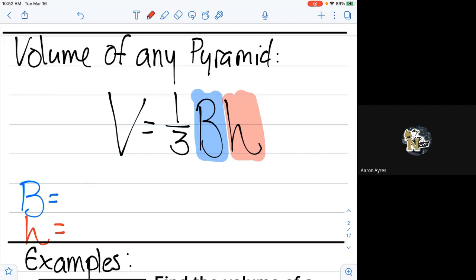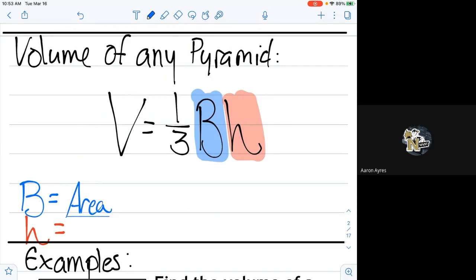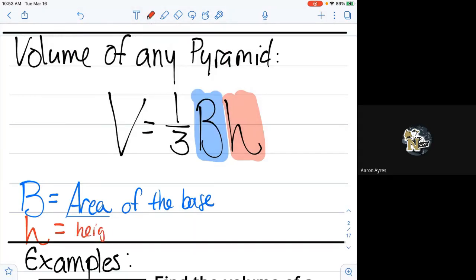So I'm telling you that the volume of a pyramid is 1/3 times the area of the base times the height. So in our formula here, capital B means the what? Yep. And let's make sure we emphasize area here. That's important. So area of the base, right? And H again is the height of the pyramid. Has everybody got a screenshot of that for their notes?